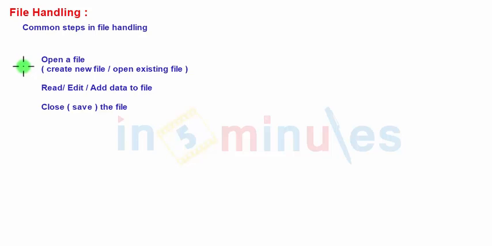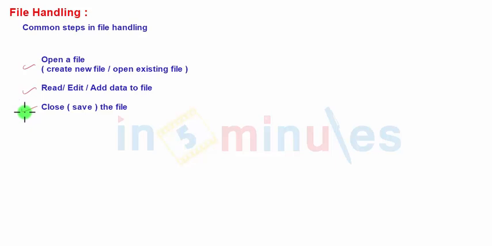Once the file is opened, we can go for next operation, which can be either reading a file, editing the contents of the file, or it can be adding new data to the file. Obviously, if the file is a empty file, we'll be only doing addition of data to the file. If it is already existing, we can read or edit or even add the content to the file. Now after these operations are done, that is once your job of the file is done, we can close the file, that is save the file.